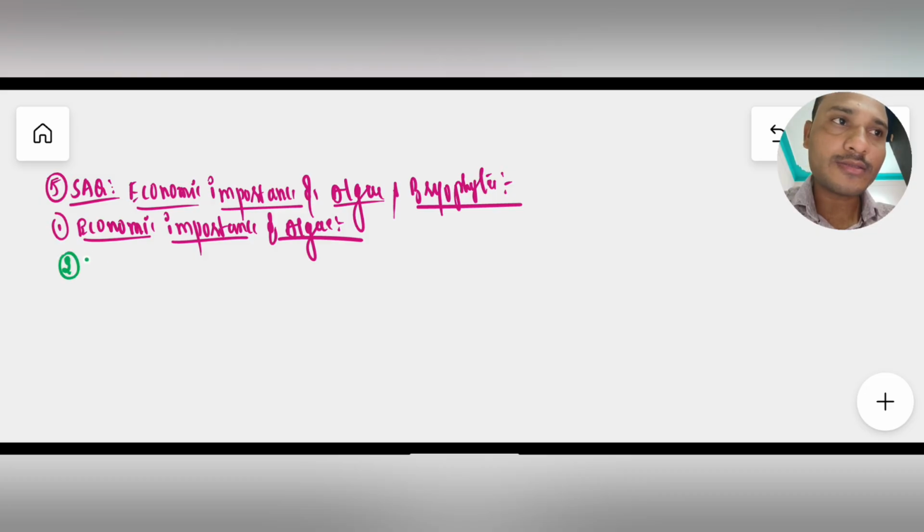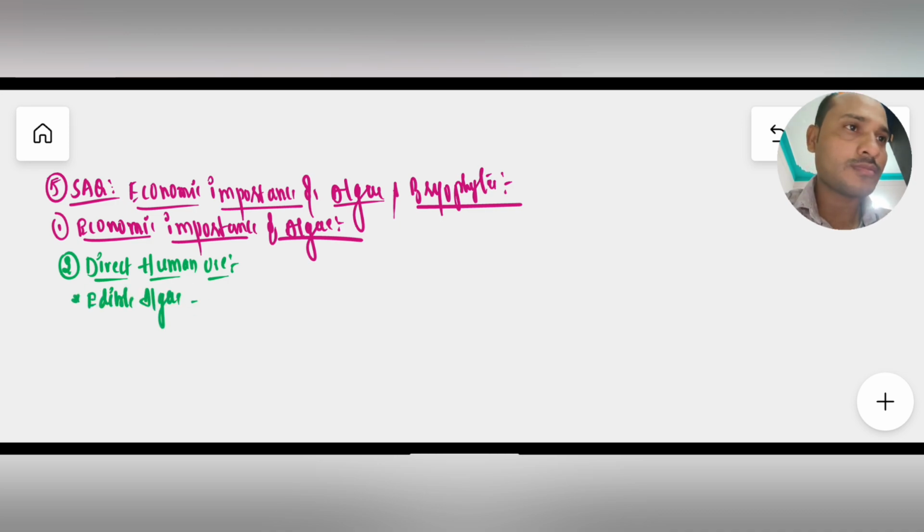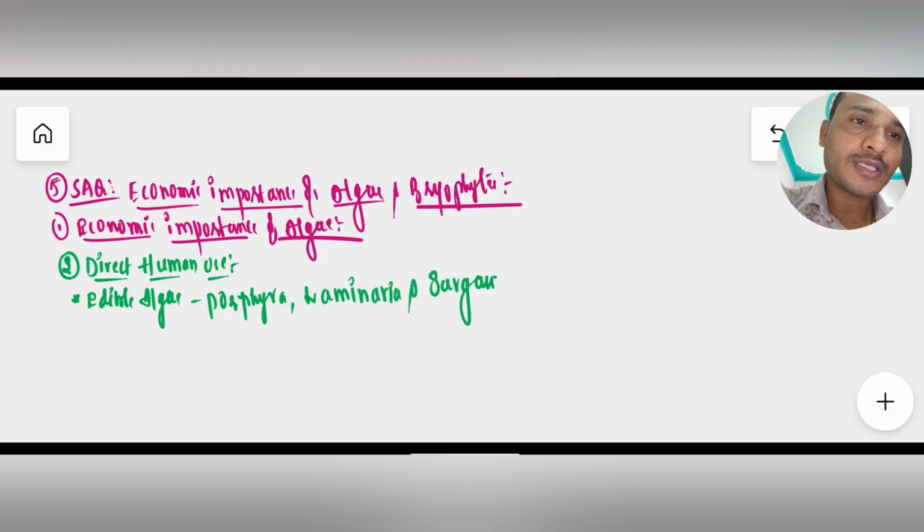Algae are used directly by humans. In direct use we have some edible algae, which we can take directly as food, like Porphyra, Laminaria and also Sargassum. These are a few algae used directly as food. Such algae are called edible algae.